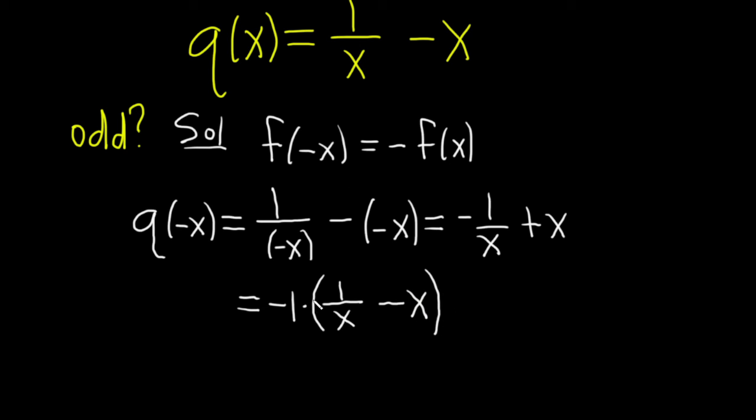And you should definitely check: negative 1 times 1 over x is negative 1 over x. Negative 1 times negative x is positive x. And this is awesome because this is q of x. So this is equal to negative q of x. So we have that q of negative x is equal to negative q of x. And this is true for all x in the domain of the function. So in this case, the answer is yes, the function is odd.